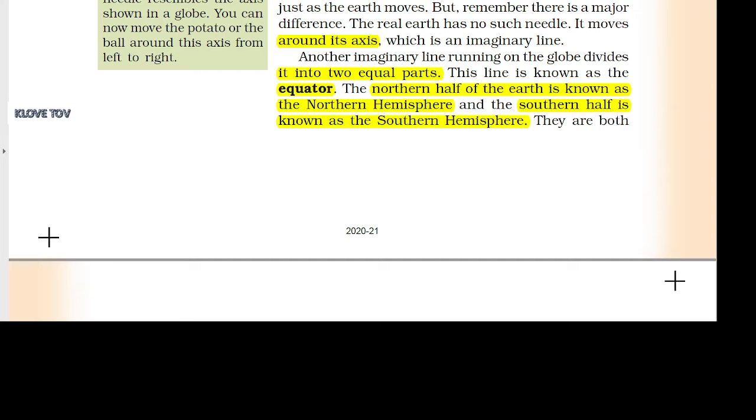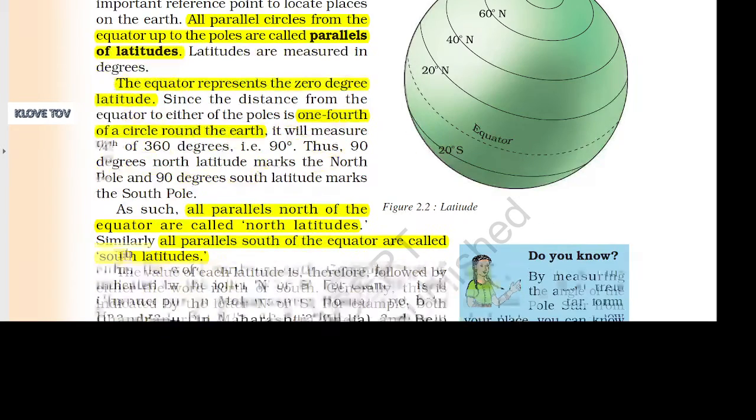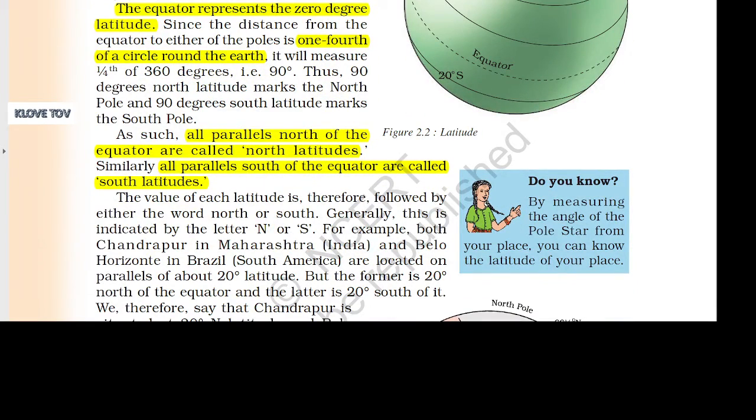The northern half of the earth is known as the northern hemisphere, and the southern half is known as the southern hemisphere. They are both equal halves. And therefore, the equator is an imaginary circular line and is a very important reference point to locate places on the earth. All parallel circles from the equator up to the poles are called parallels of latitude. Latitudes are measured in degrees. The equator represents the 0 degree latitude.